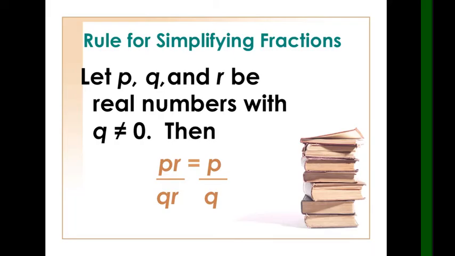Rule for simplifying fractions. Let p, q, and r be real numbers with q not equal to 0. Then pr over qr is equal to p over q. This becomes p over q because we cancel r. They are the same, and r divided by r is equal to 1, and 1 times p over q is equal to p over q.